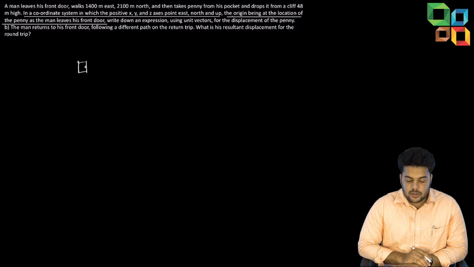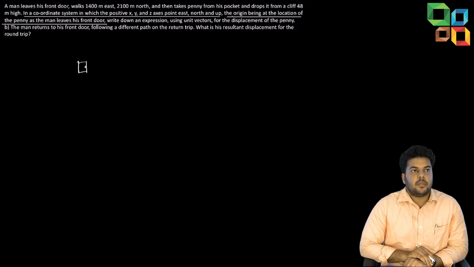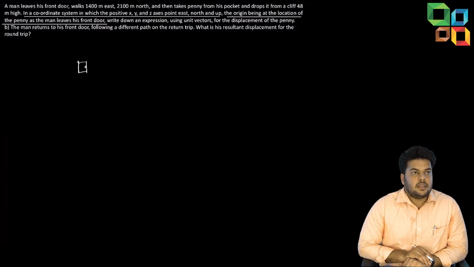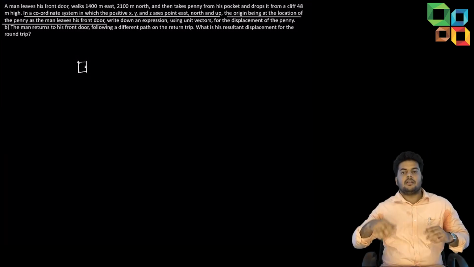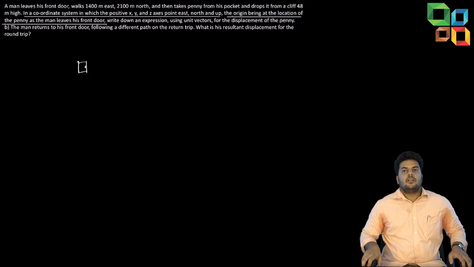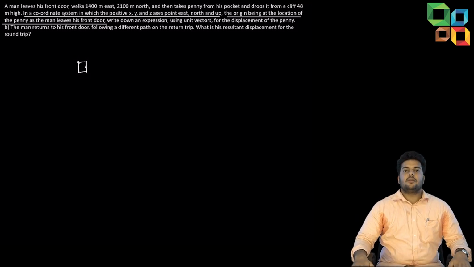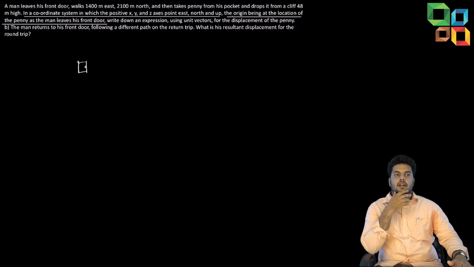Write down an expression using unit vectors for the displacement of the penny. Sandra, yes, you're right. Perfect. The man returns to his front door following a different path on the return trip. What is the resultant displacement for the round trip? You don't have to write this thing down. Just tell me, Anirudh, yes. Anirudh, what is the first vector that you write down here?